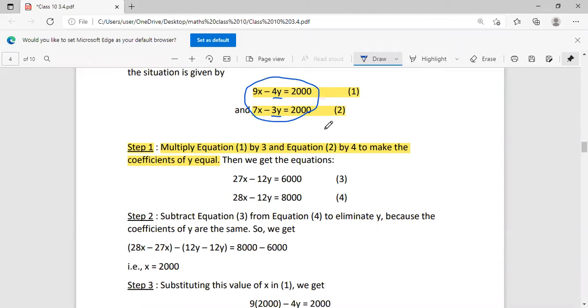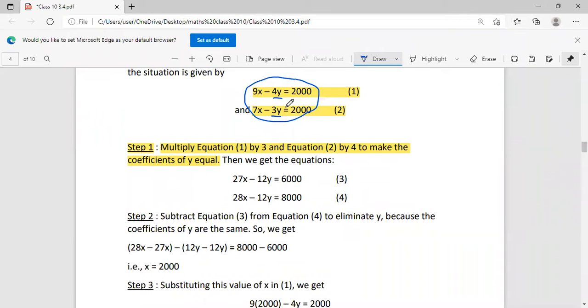eliminate the variable y. That is our aim. In order to do so, first of all, we have to make the coefficients of y equal. But look at these equations 1 and 2. In the first equation, the coefficient of y is 4. But in the second equation, the coefficient of y is 3. How can we make it equal?